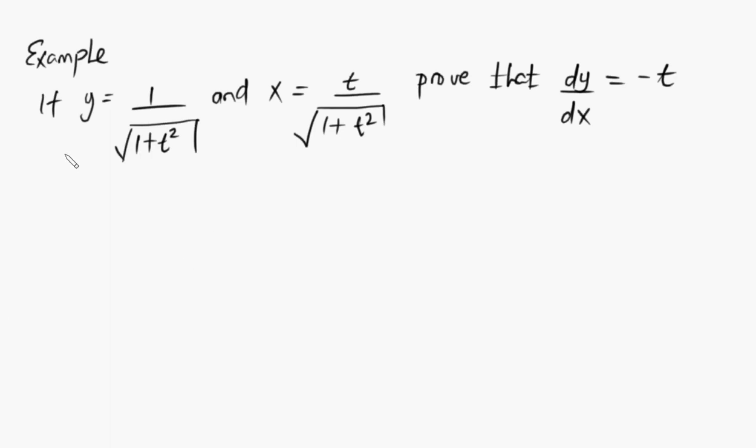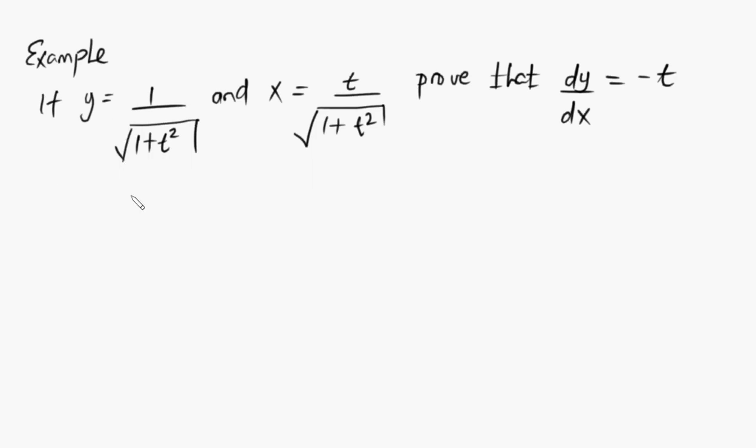This example says: if y equals 1 over the square root of 1 plus t squared, and x equals t over the square root of 1 plus t squared, prove that dy/dx equals negative t. Look, y is a function of t, and x is a function of t. But the question is talking about dy/dx. You would have expected y to be a function of x, but that's not the case. So when you encounter this kind of question, don't give up. It is possible to solve this question.